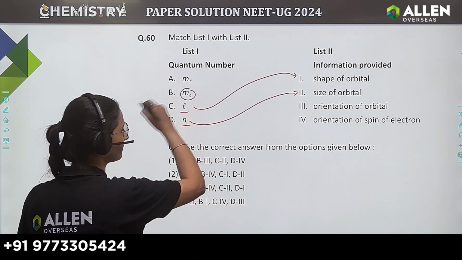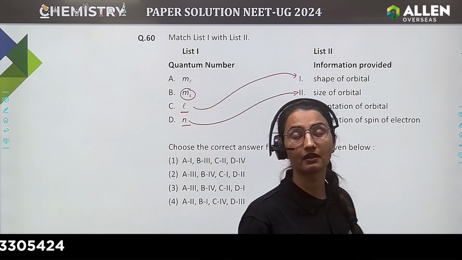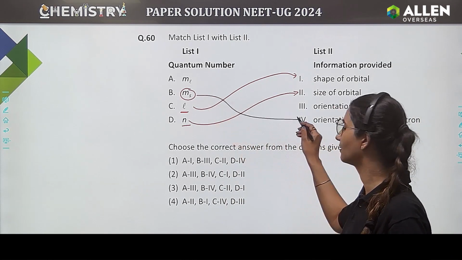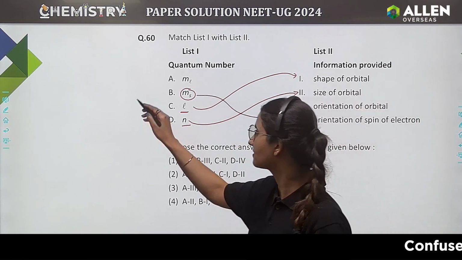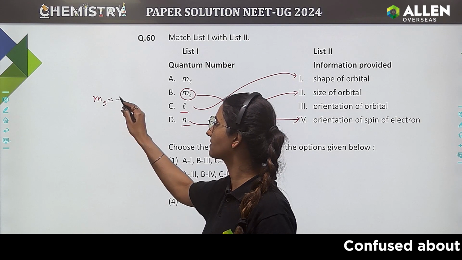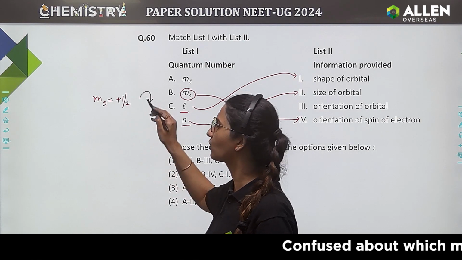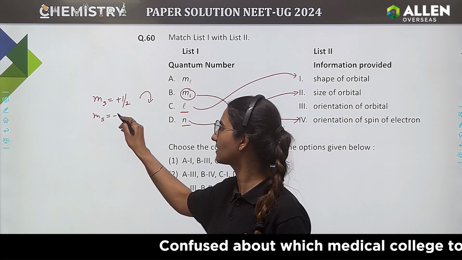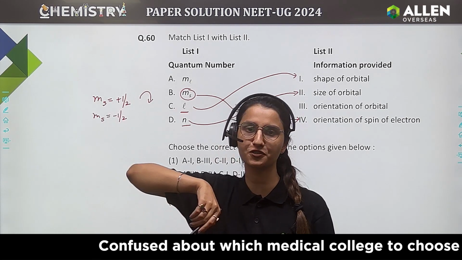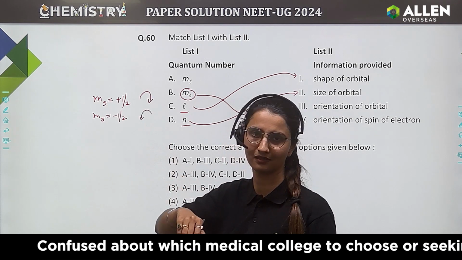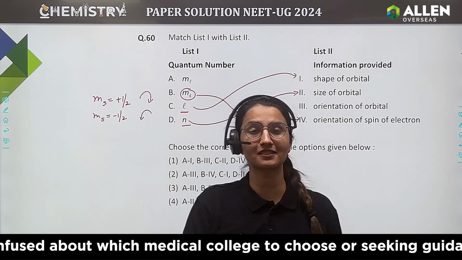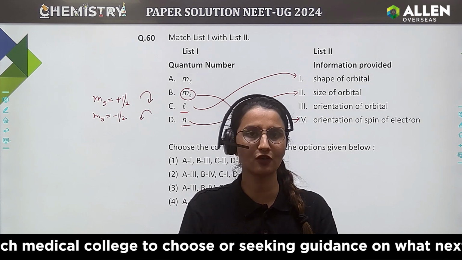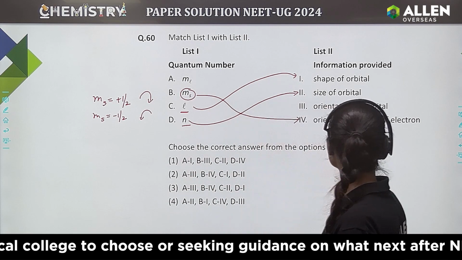Students, MS, the spin magnetic quantum number, tells you about the orientation of spin of the electron. You remember we say, if MS is plus half, we assign it clockwise. If MS is minus half, we assign a different orientation of spin, say anti-clockwise. So what does MS tell you? It tells you about the orientation of spin of the electron. So the correct option is this.